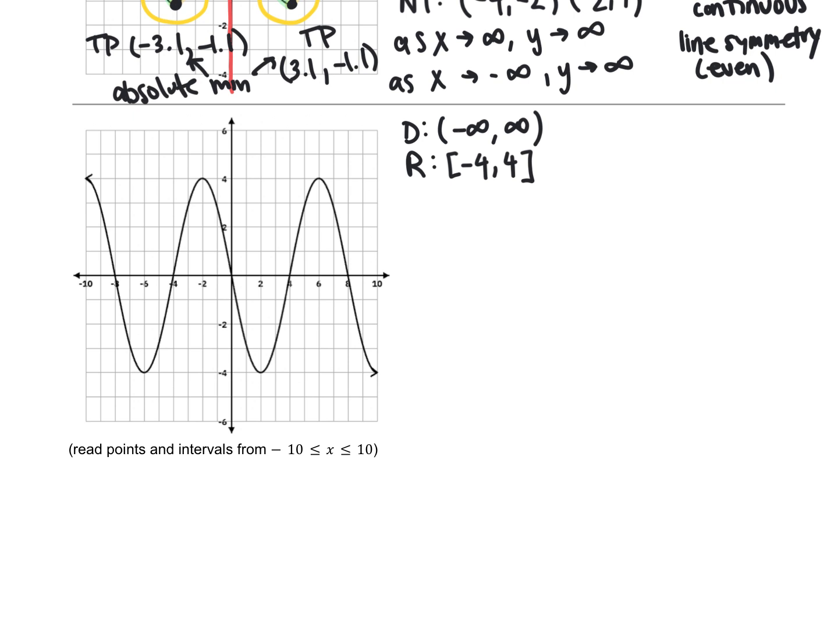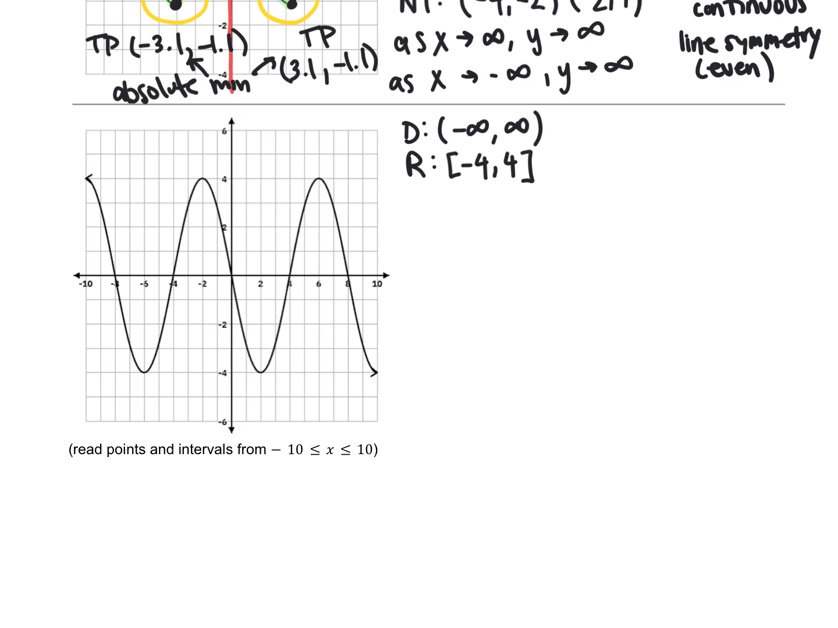Intercepts. Now I did make a note here saying read points and intervals from -10 to 10. So we're just going to use the visual that's in front of us, because if we were to use our entire domain, there are an infinite number of intercepts and intervals of increase and decrease and positive and negative intervals, because this period does just repeat over and over again.